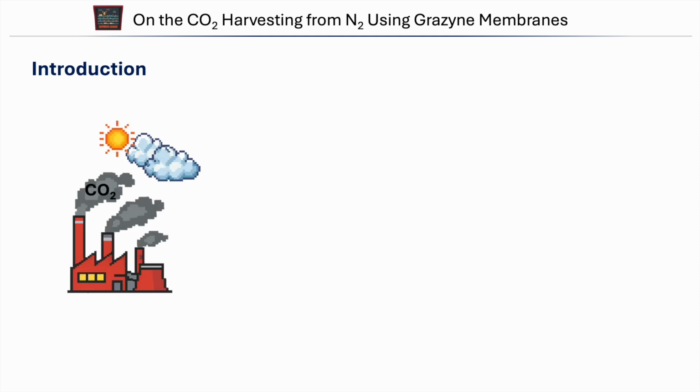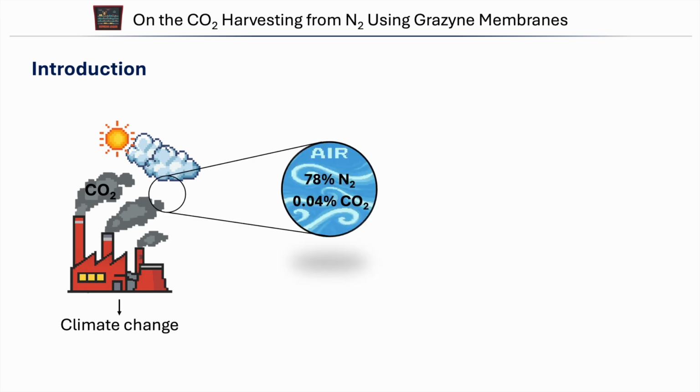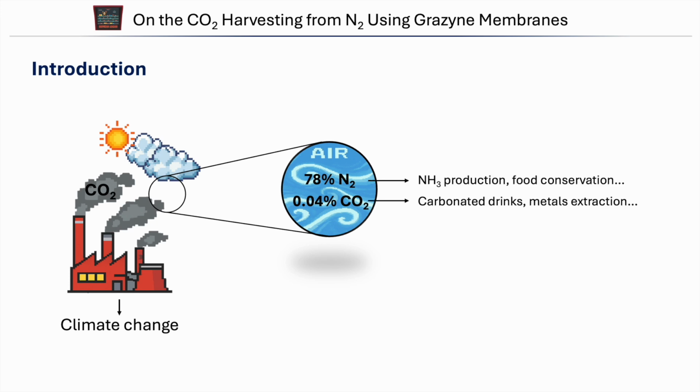But first, why is this separation so important? As we all know, CO2 is one of the main greenhouse gases. It's present in the atmosphere mainly due to industrial emissions, and is a major contributor to climate change. In the air around us, nitrogen makes up about 78%, while CO2 accounts for just 0.04%. Despite these very different concentrations, both gases play key roles in industry. For example, nitrogen is used in the production of ammonia, and CO2 is essential for things like carbonated drinks.